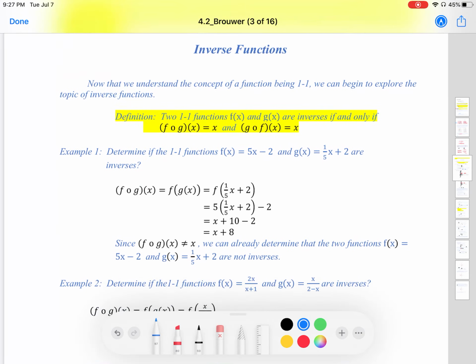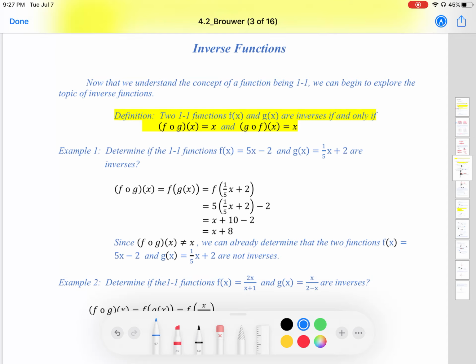Now we'll move on to inverse functions. Now that we understand the concept of a function being one-to-one, we can begin to explore the topic of inverse functions. Definition. Two one-to-one functions, f of x and g of x, are inverses if and only if their composition equals x.